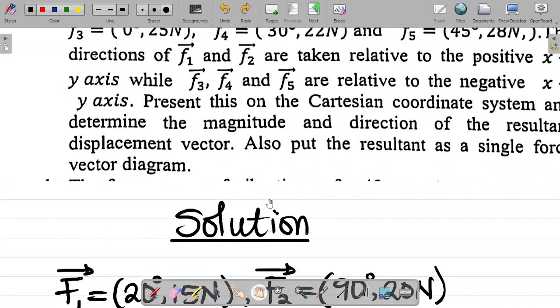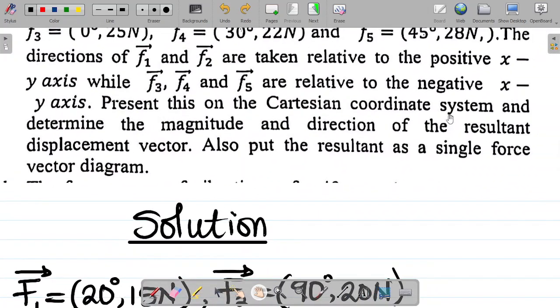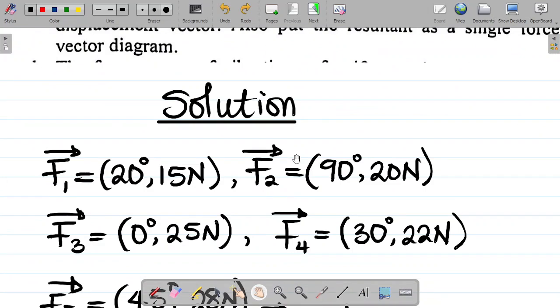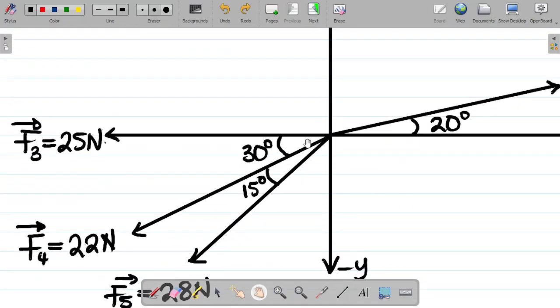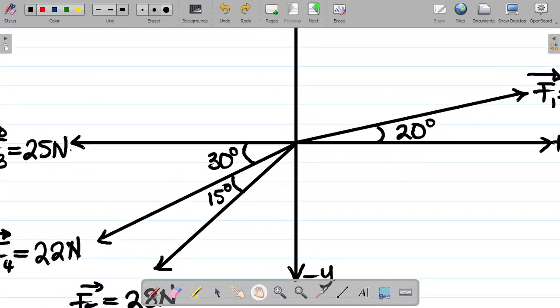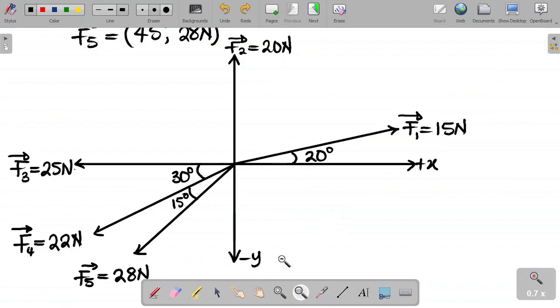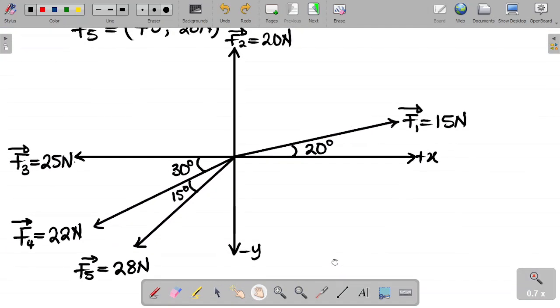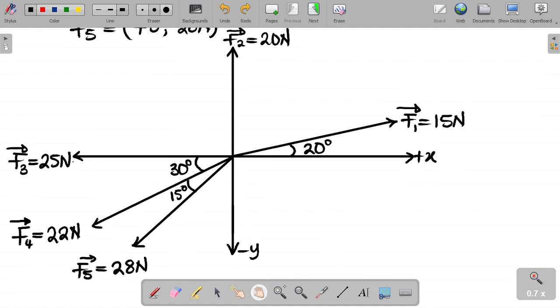What are we asked to do in this question? Present this on the Cartesian coordinate system. We've done that. So we've answered the first part, which is the presentation. And this is what it looks like. Let me zoom in a bit. All right, so look at this. This is what it looks like. I've done the presentation.